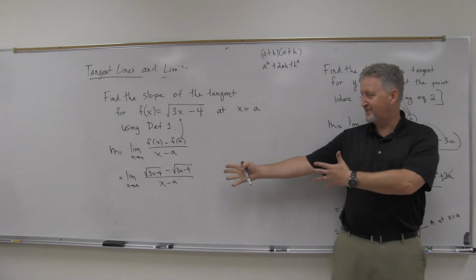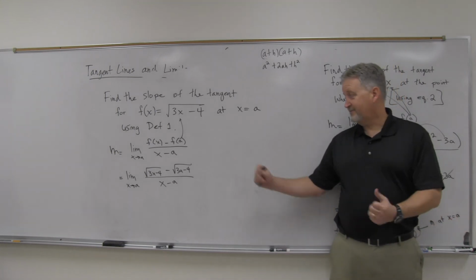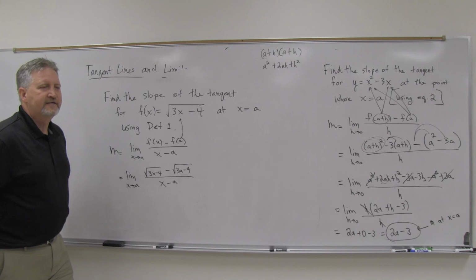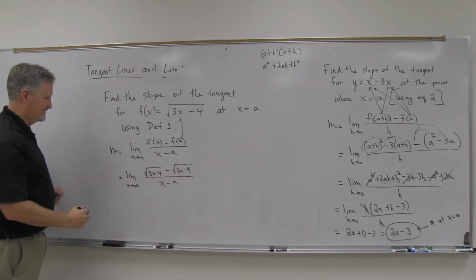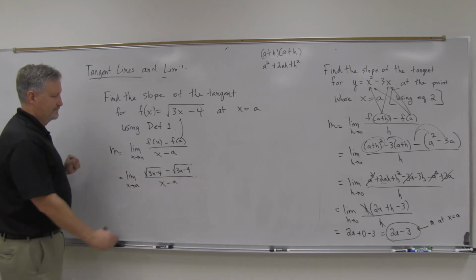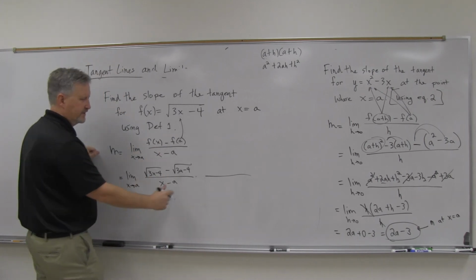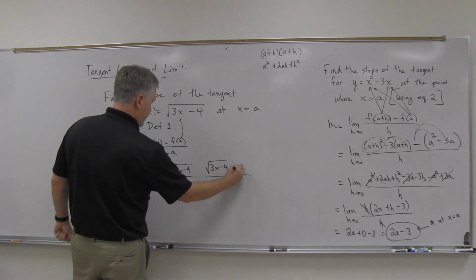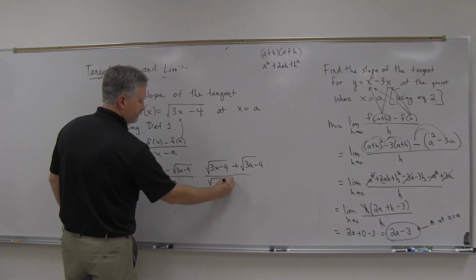How do I do such a limit as that? With the square roots, as x goes to a, it's 0 over 0. With the square roots, what's the trick there, if you will? Conjugate. Let's multiply by the conjugate here: the square root of 3x minus 4 plus the square root of 3a minus 4, top and bottom.